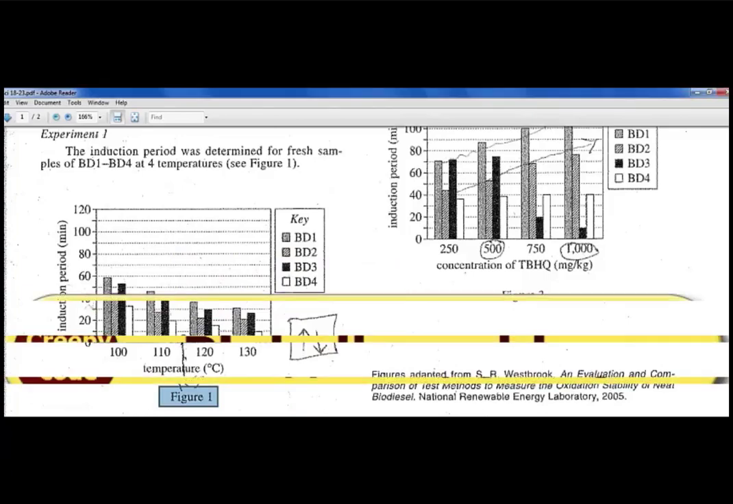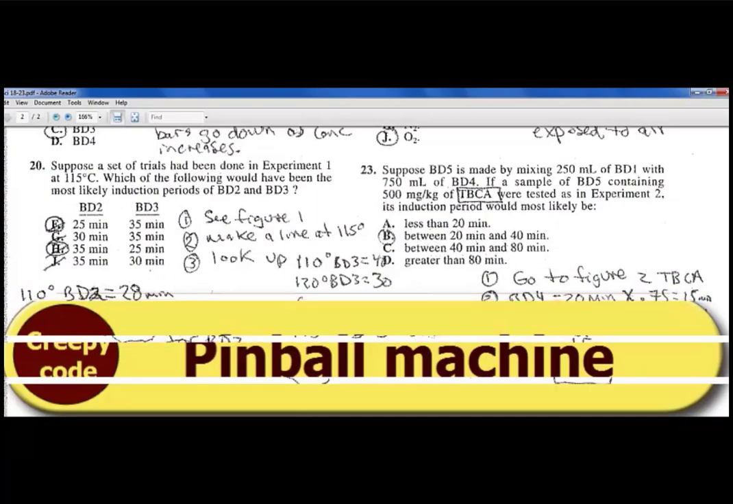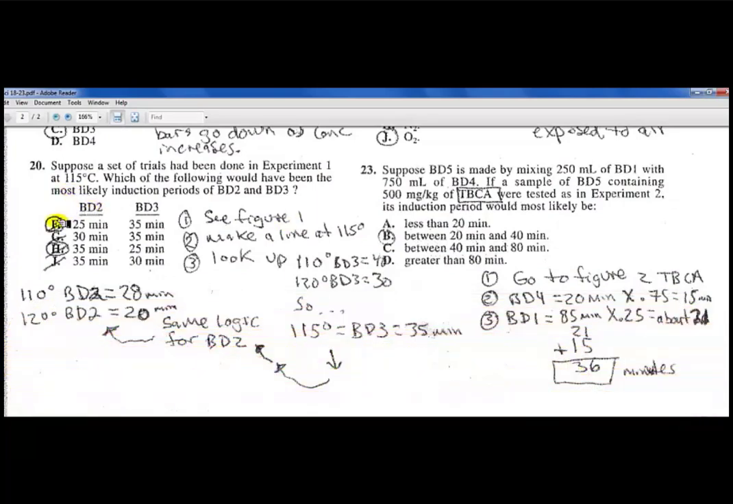Let's go back down to the answer choices and see that the correct answer here is BD2 is 25 minutes and BD3 is 35 minutes. Correct answer for 20, F.